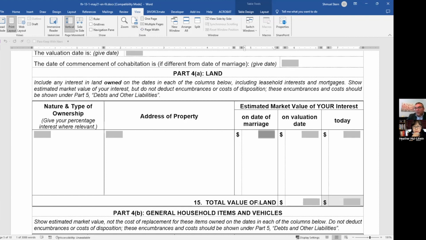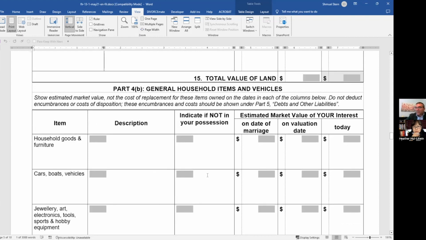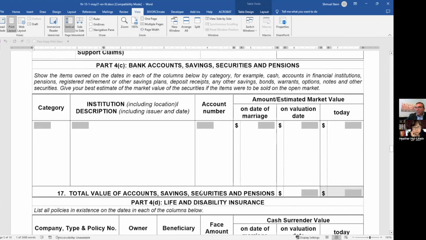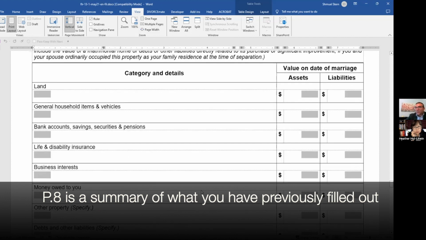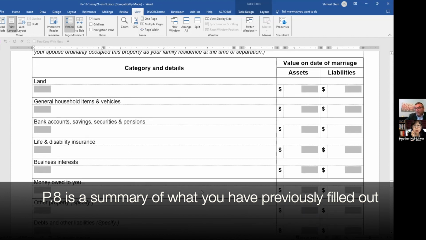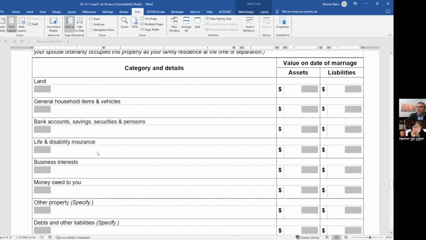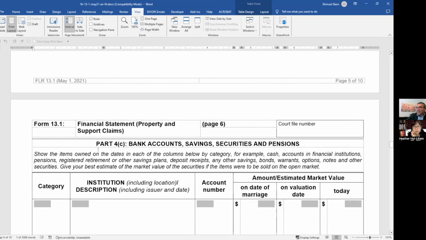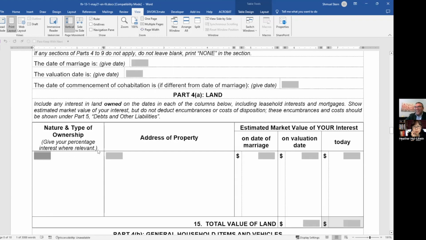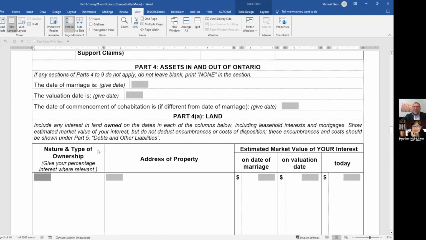And the point, though, is that the information that you're going to be putting on is actually going to be primarily right over here in these boxes. Right. Not on page 8. Page 8 is almost like a summary of what you've already put down. Okay, I know that's confusing, but I may as well just start with that, and then we'll go to the theory of what we're doing before we start actually doing it. Okay, so I'm actually going to scroll back up to land. And now we're going to get into some theory as to why we're even talking about date of marriage.